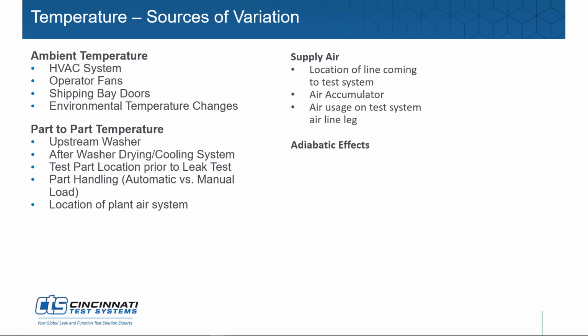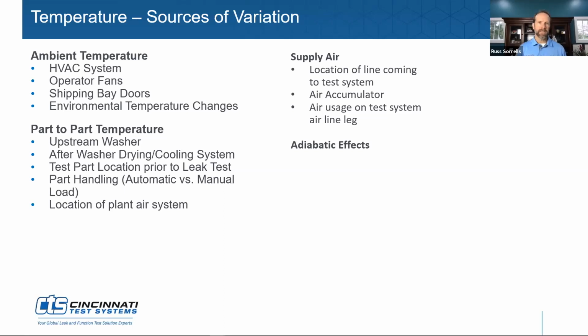So helping control those plant air supply is pretty easy actually. You put an air accumulator at your test station. That way it's a regulated accumulator. It can accumulate air at your cell. It comes to ambient temperature and it doesn't affect your testing at that point.